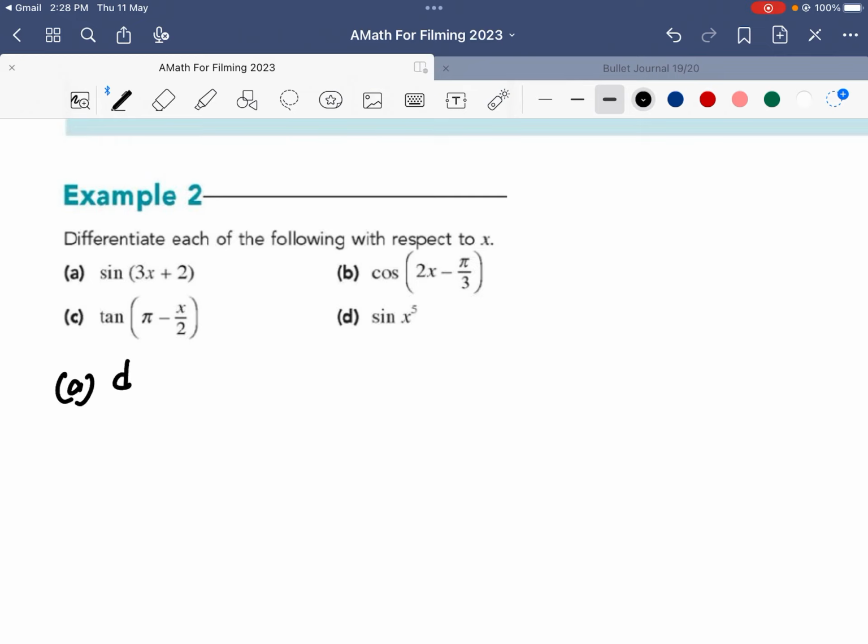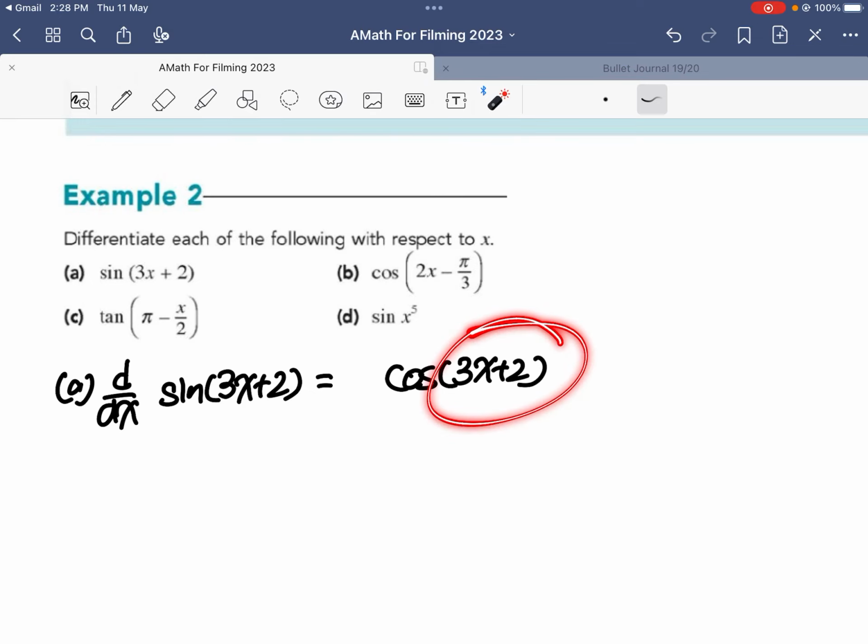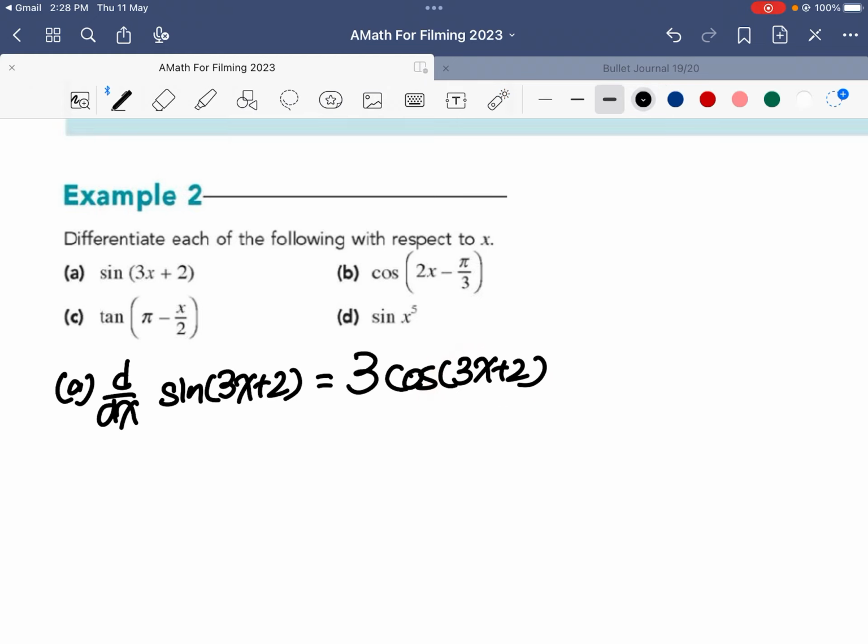So, if I'm differentiating with respect to x, sine of 3x plus 2. If we remember, differentiating sine gives me cosine. Copy out the bracket, 3x plus 2. Now, you have to differentiate what's inside the bracket. 3x plus 2, you differentiate with respect to x, you get 3. So you multiply the entire term by 3 there.